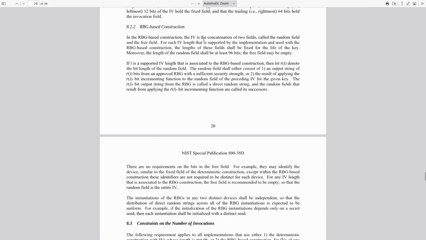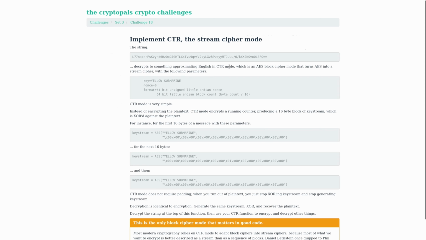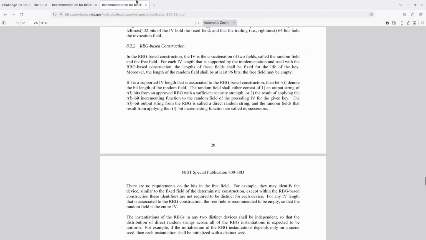Now, this basically is the idea that you can have some kind of domain separator in addition to your random field. People don't tend to use that, but the random field is what we're focusing on here. The random field shall be at least 96 bits long. Now compare that to 64 bits for the nonce field. That might not sound like a lot, but just you wait.